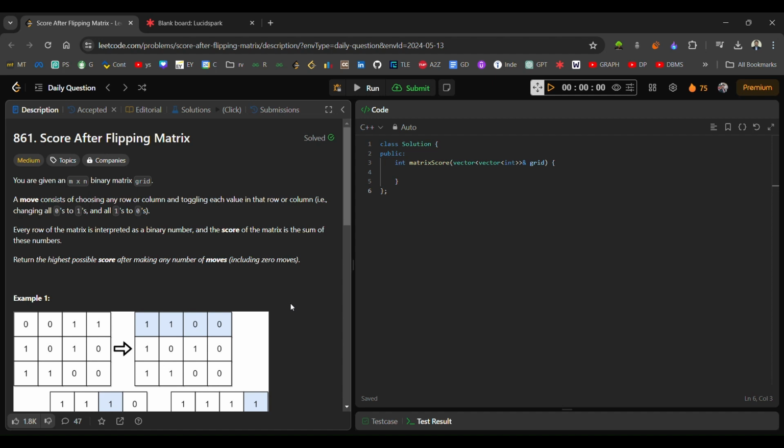In today's video, we're going to see how to solve this problem called score after flipping matrix, right? So it's today's LeetCode challenge. So let's look into the question first of all.